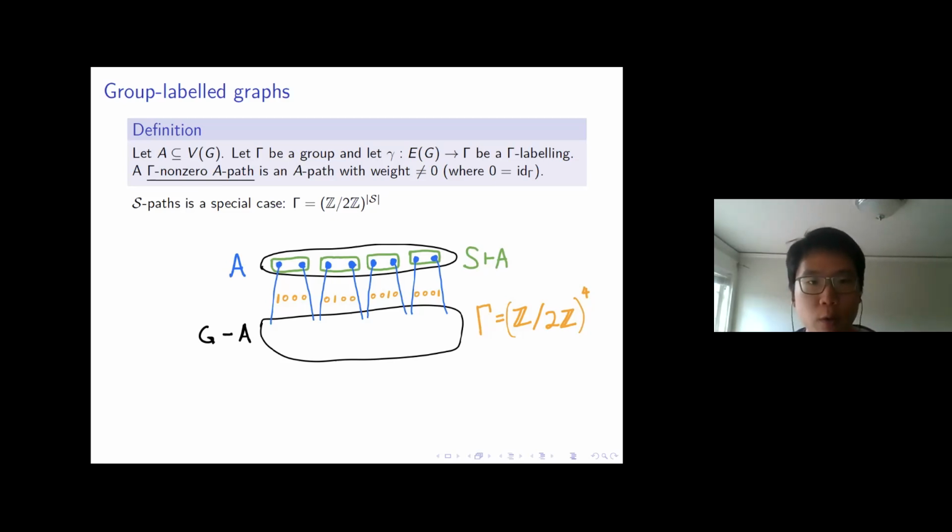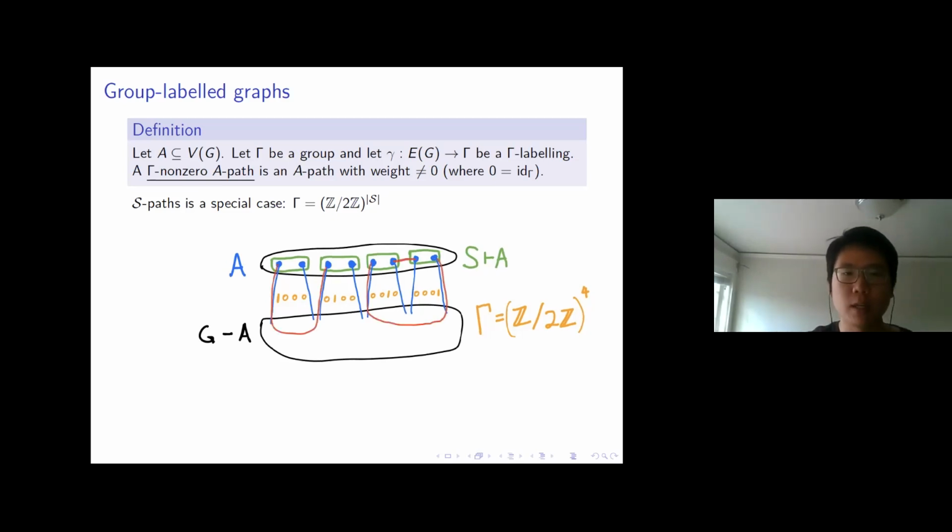So here in this picture, we have 4 parts. So our group is Z mod 2Z to the power of 4, and we put these binary strings as weights, and everything else has weight 0. Okay, and it's easy to see that if we put back these A paths that we had before, an A path is an S path if and only if it has non-zero weight. Because if you go back to the same part where you started, then you'll be adding this binary vector to itself, which would give you 0. So it's non-zero if and only if you start and end in different parts.